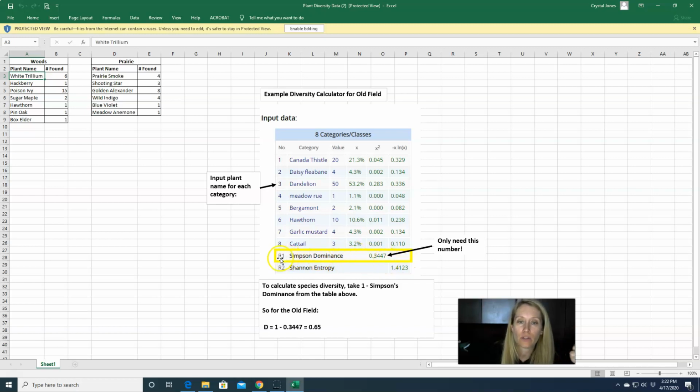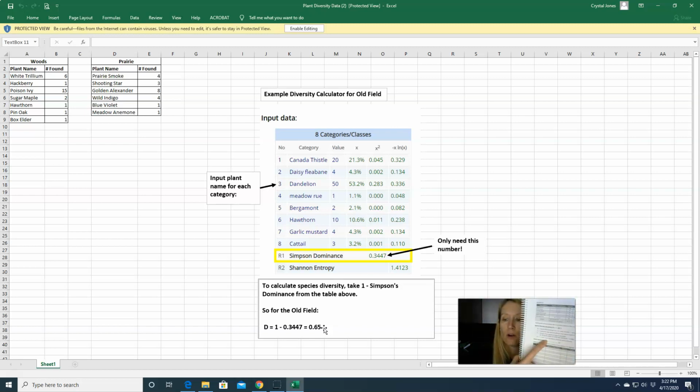We're going to use this R1, which is called Simpson's dominance. So Simpson's dominance is going to be a number between 0 and 1, and this is the number that we're going to use to calculate our species diversity. So you will take 1 minus the Simpson's dominance, and whatever number you get, that is your D, your species diversity.